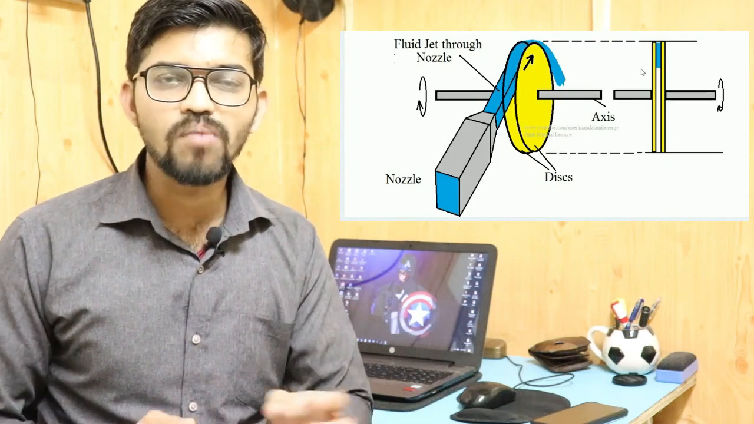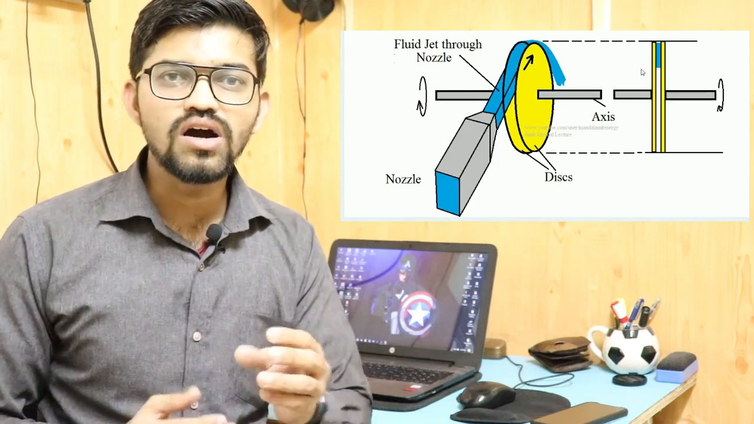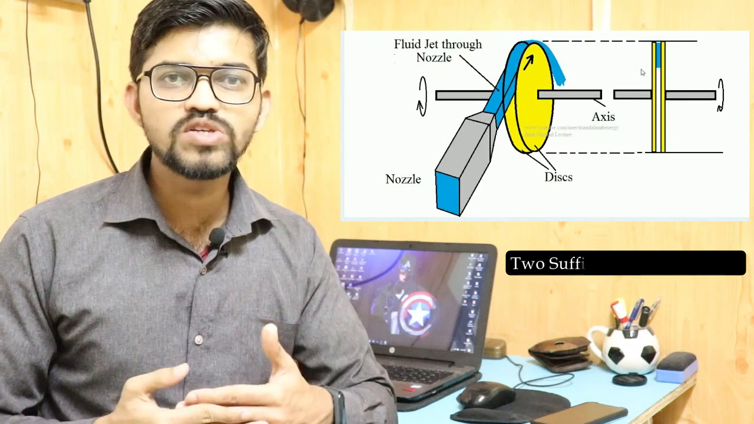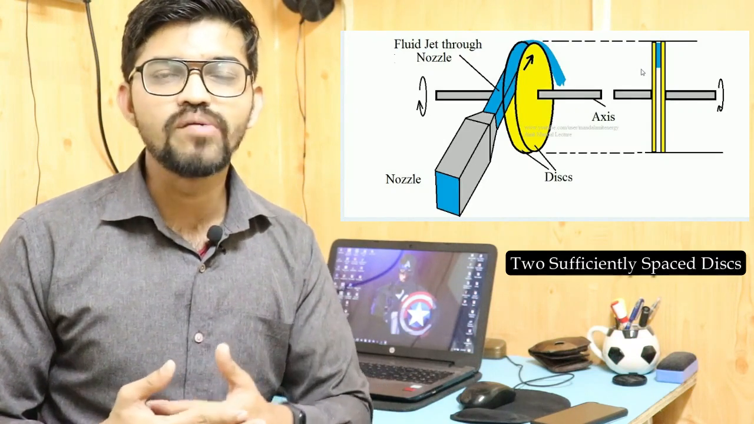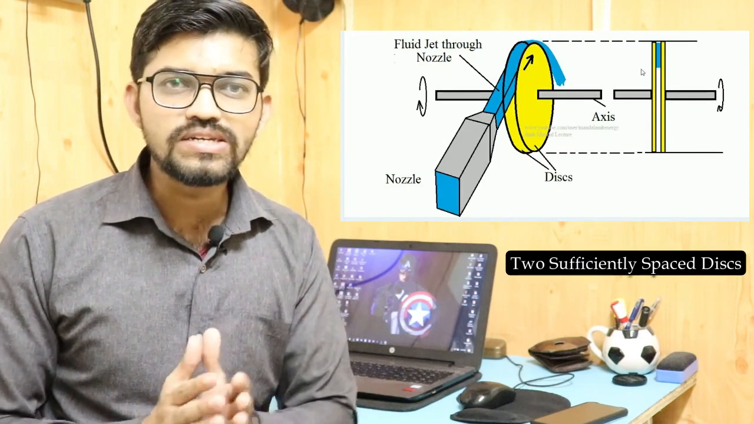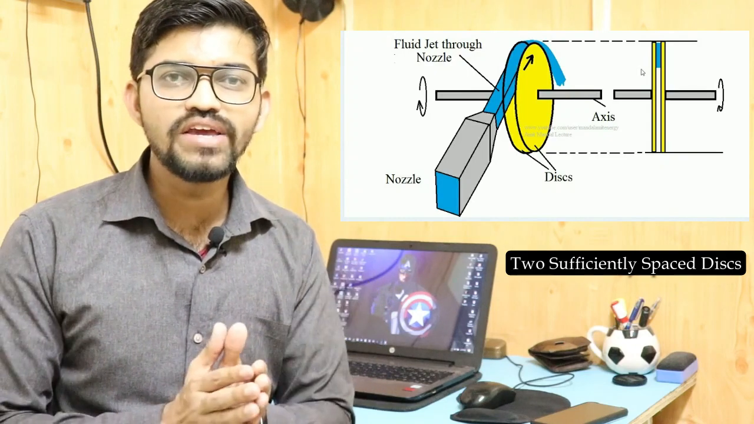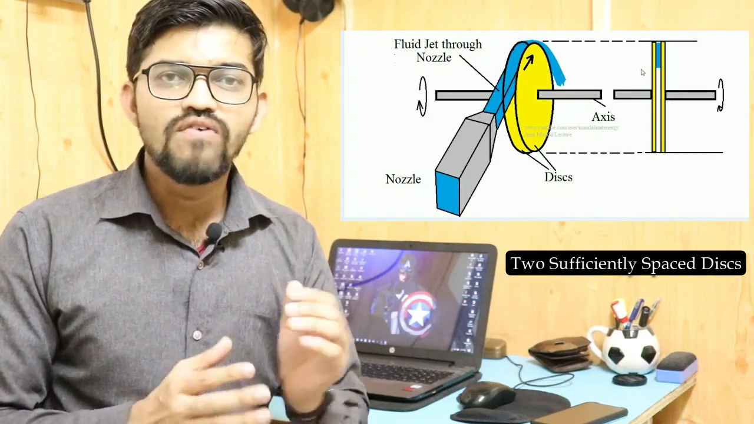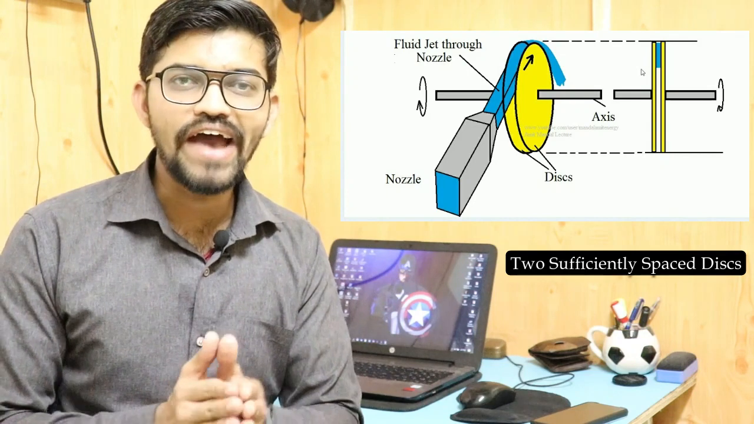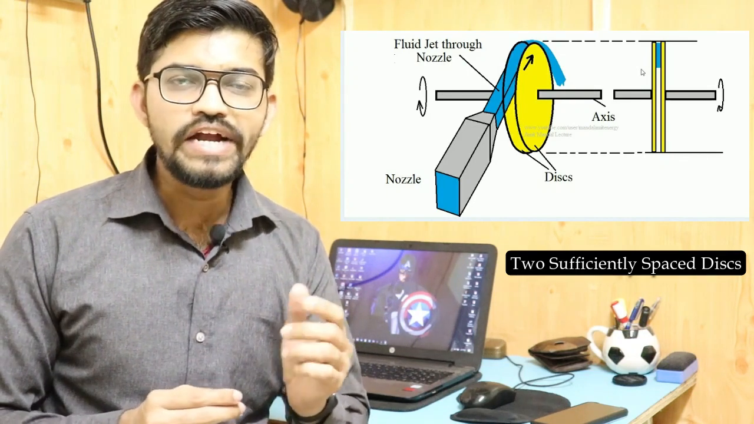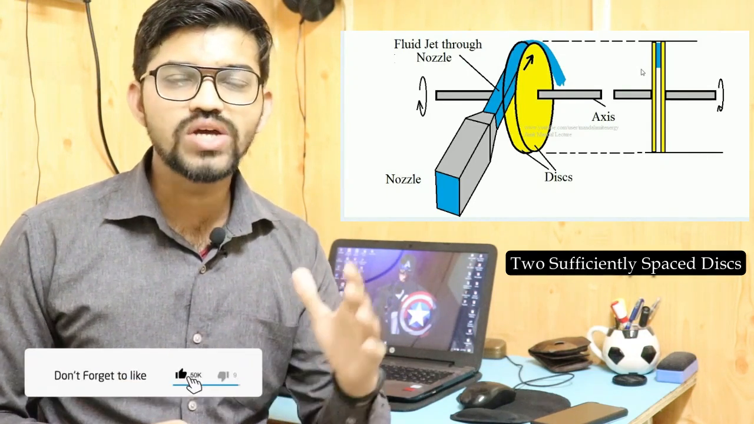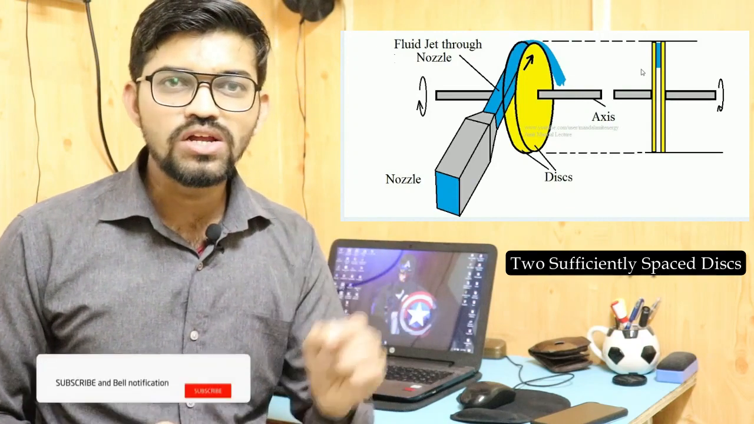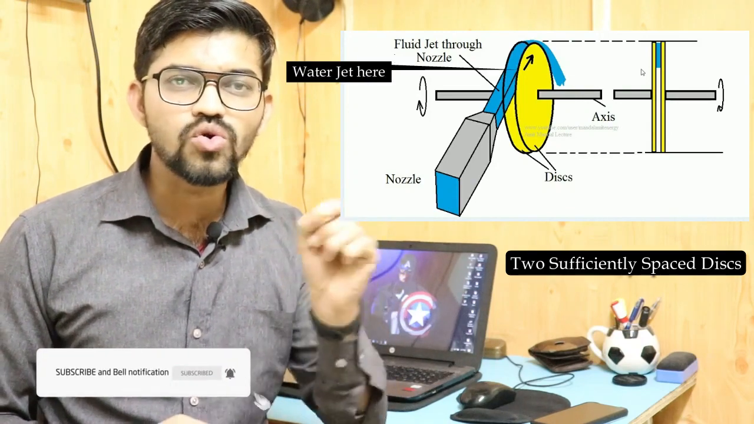But Nikola Tesla modified this turbine. He removed the impeller from the turbine, and he used two sufficiently spaced discs instead. So he used only the discs in such a way that the flowing media, which is a high velocity jet having high pressure, enters through the inlet, as you can see here, tangentially. This causes the disc to rotate.